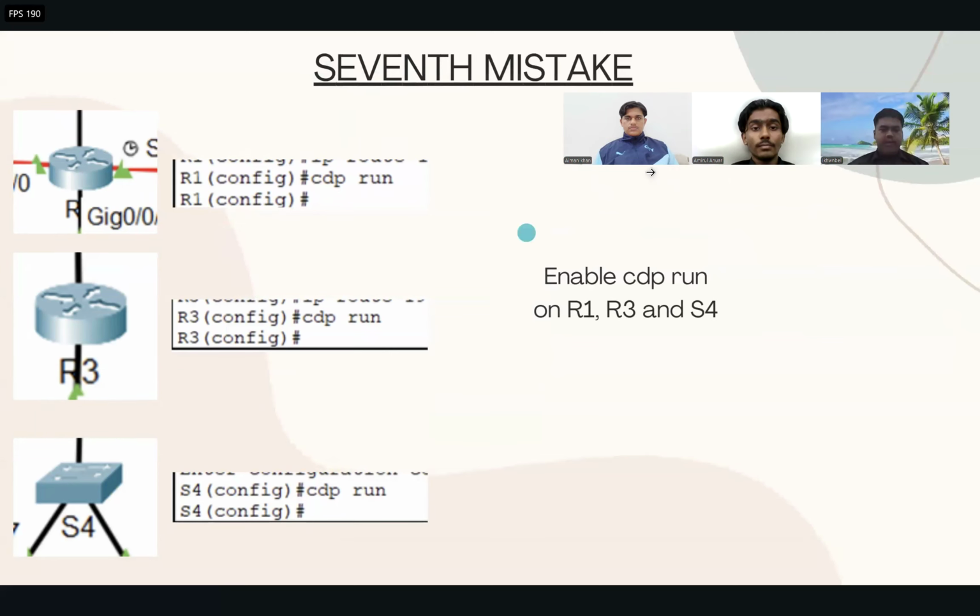So this is the seventh mistake. Mistake number 7, enable CDP run on R1, R3, and R4, S4, sorry.